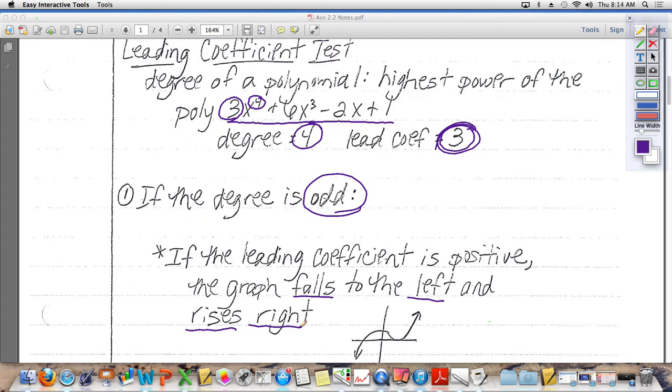How do you remember which end goes down and which one goes up? Well, if the lead coefficient is positive, I just know when I look at the graph from left to right, I have to be headed in a positive direction at the end of the graph. That is how I remember that. So down to the left, headed up as the graph is finishing. Positive meaning headed up as it's finishing.